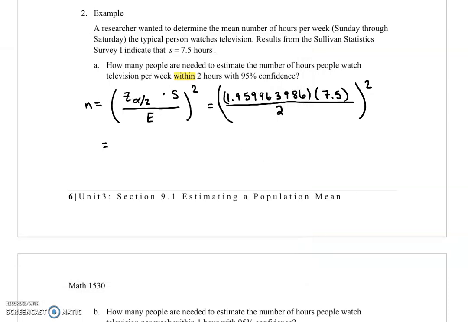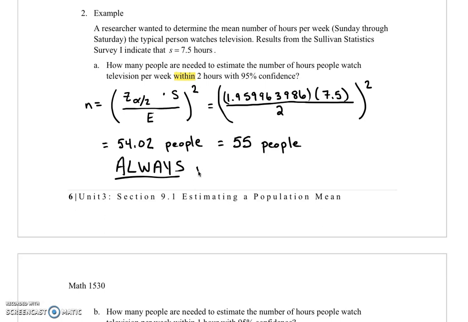So we get 54.02 hours, not hours, sorry, number of people we need to survey. But remember, when we're finding minimum sample size, we always round up, even if normal rounding rules would say round down. So really, we need 55 people, because this is an always round up situation.